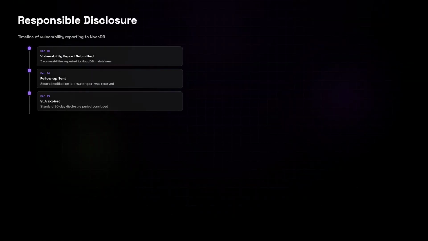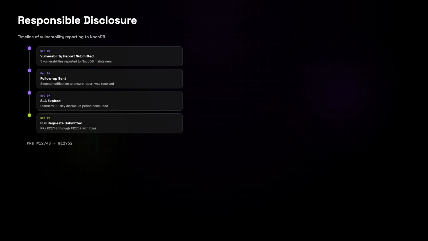We followed responsible disclosure throughout this process. On December 10th, we submitted our vulnerability report to NocoDB. On December 16th, we sent a follow-up to confirm receipt. By December 19th, the standard disclosure SLA had expired, so we submitted 5 pull requests, numbers 12748 through 12752, with complete fixes for every vulnerability.